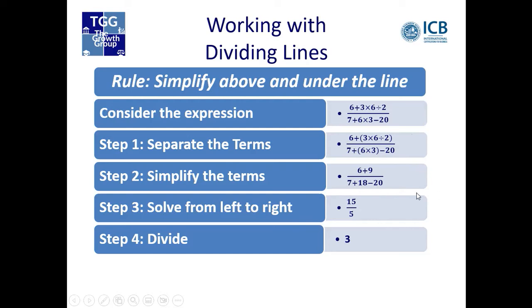So we then have an expression on top of the line, and an expression at the bottom of the line. The expression on top of the line is 6 plus 9. We can simply solve that from left to right and get 15. The expression under the line is 7 plus 18, which would be 25, minus 20. Once again, we're just going from left to right, equals 5.